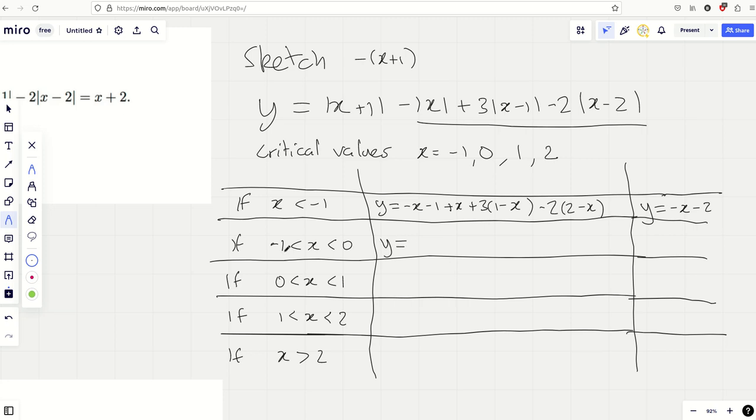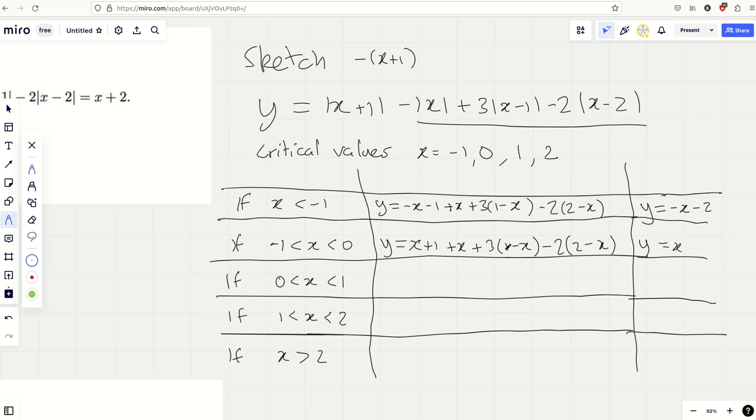On the next bit, if x is between minus 1 and 0, this is now positive, yeah? Let's say x is minus 0.5. After you add 1, you're at 0.5, and the modulus is doing nothing, which means that's just going to remain as x plus 1. But all of the others will still be negative, because if you're at minus a half, that will be negative, that will be negative, that will be negative, and so we need to times them by minus 1. So we're going to have exactly what we had above, plus 3 times 1 minus x, minus 2 times 2 minus x, and so we get y equals here. What do we get? x plus x is 2x, minus 3x is minus x, and then we've got plus 2x. We're going to get x, I think.